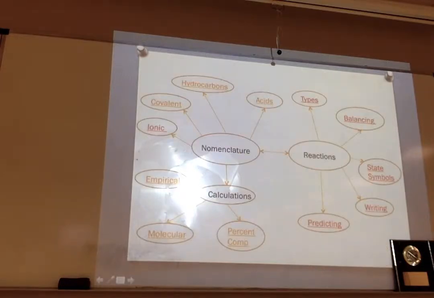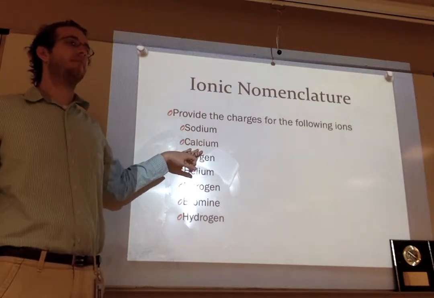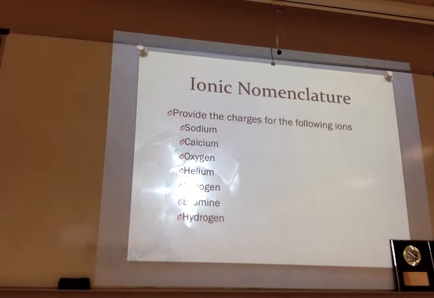All right. Now ionic. Provide the charges for the following ions. Sodium would be 1 plus. Calcium 2 plus. How are you doing that? If we go to the periodic table, sodium has how many valence electrons? 1 valence electron. Is it easier to gain 7 to fill the octet or lose 1? Lose one. If you lose a negative particle, you become stable, but your charge becomes positive 1. Sodium's a +1. Calcium, 2 plus.